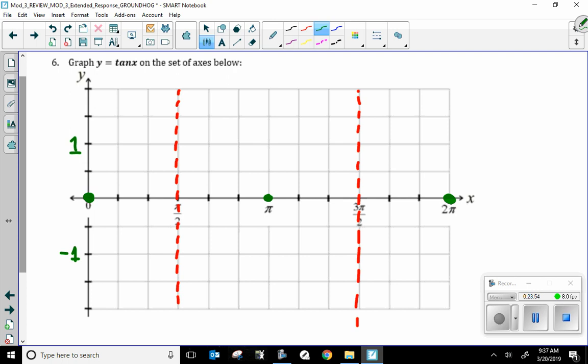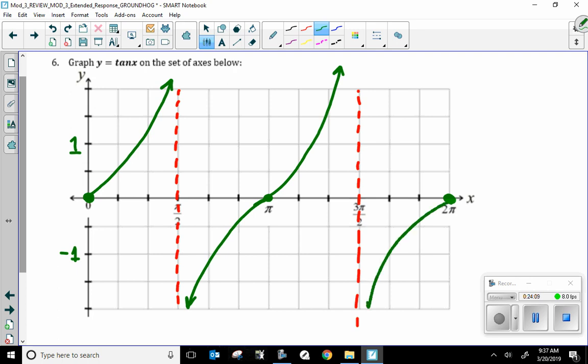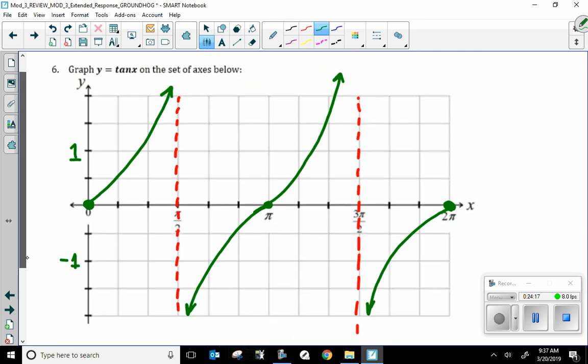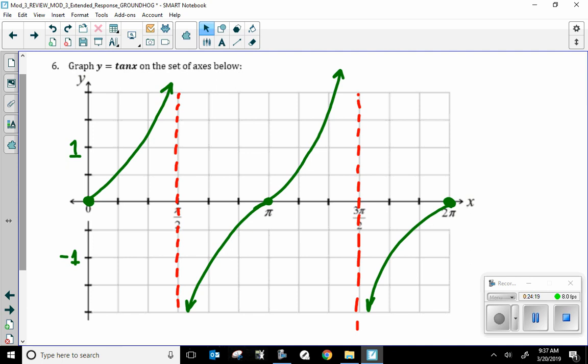So, like sine, it's going to go up first. Okay, it's going to go up forever, up forever. It's going to go down forever, and down and to the left. Okay, that's exactly what tangent looks like, just like that. Boom! Congratulations. You did it, and I'm proud of you. There are no questions here. I think on the next slide there are.